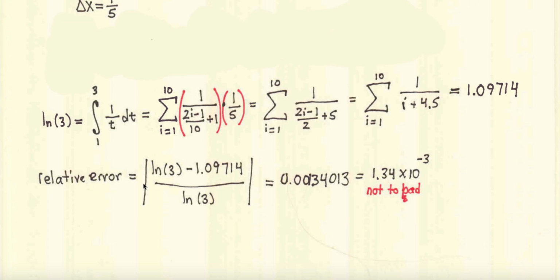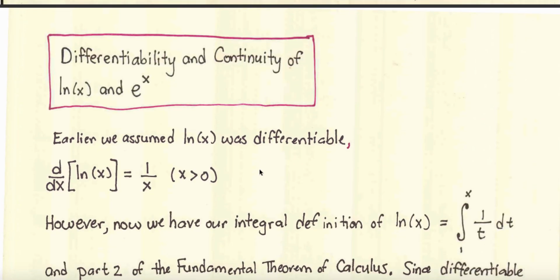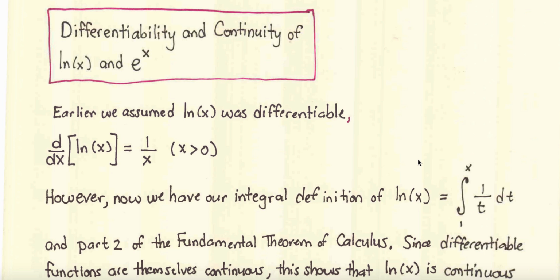Computing the relative error, which is the percentage by which we're off: natural log 3 minus our approximate value, divided by natural log 3. That's not too bad. 1.34 times 10 to the negative 3 is the percentage that we're off. So that's pretty good. Let's talk about differentiability and continuity of the natural logarithm and e to the x.